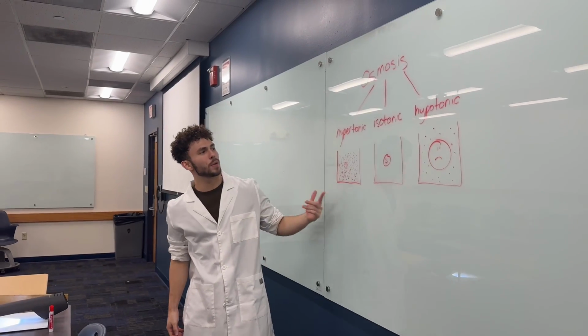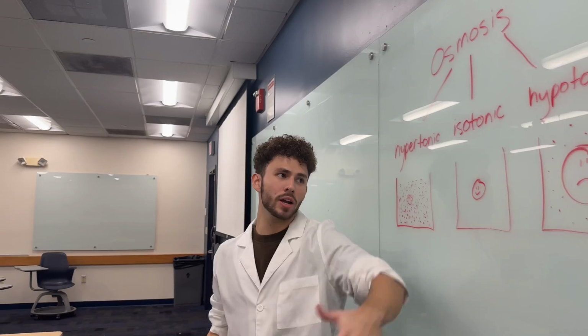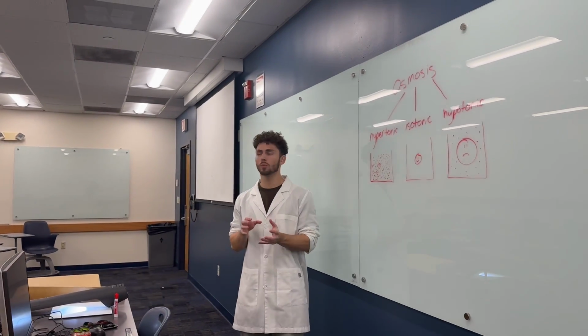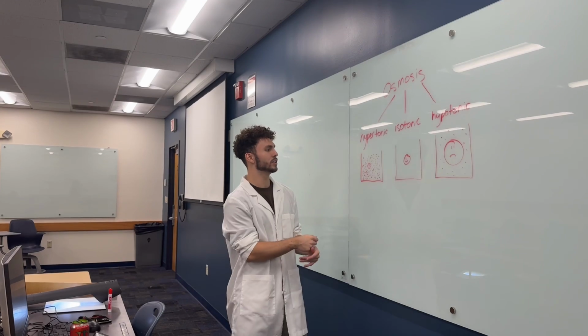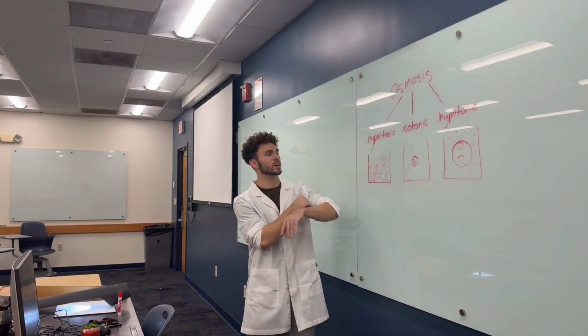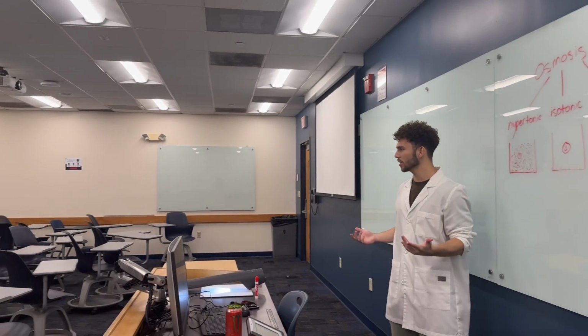So now we're going to be talking about hypertonic, isotonic, and hypotonic using pictures, smiley faces. So hypertonic, that means that the solution has more solutes than within the cell, as you can see by the plenty of dots here. Now, how does this have to do with osmosis? Jimmy, what's osmosis again?